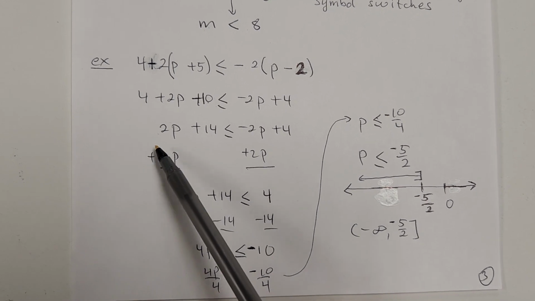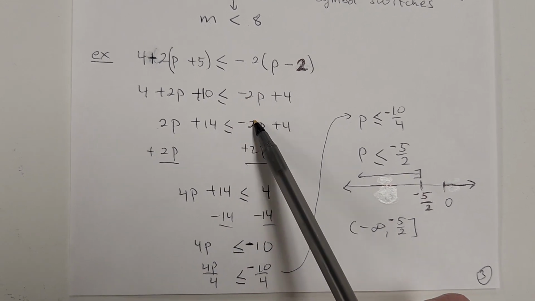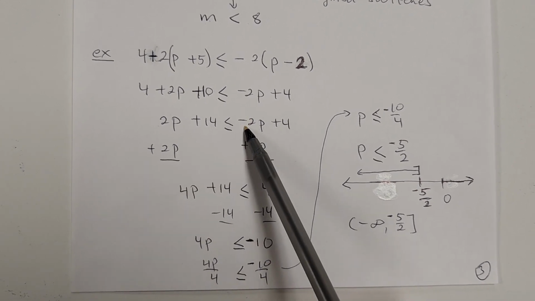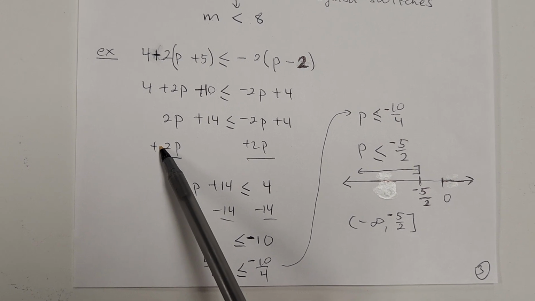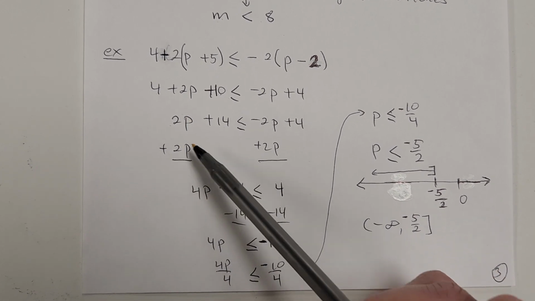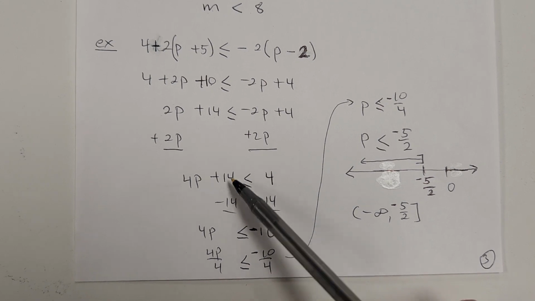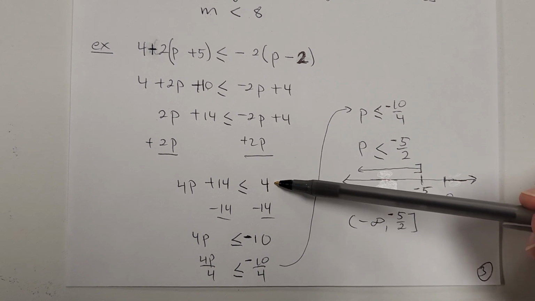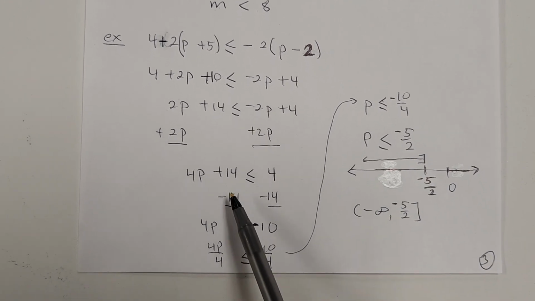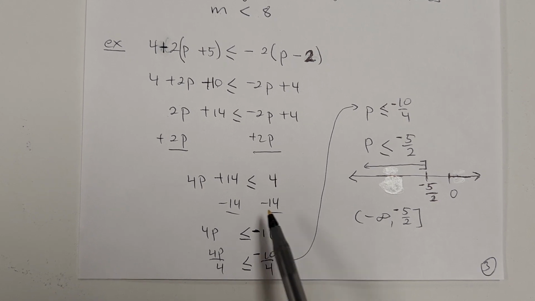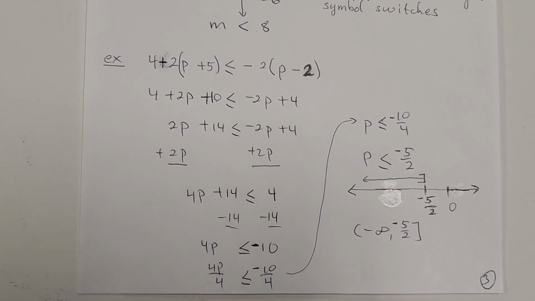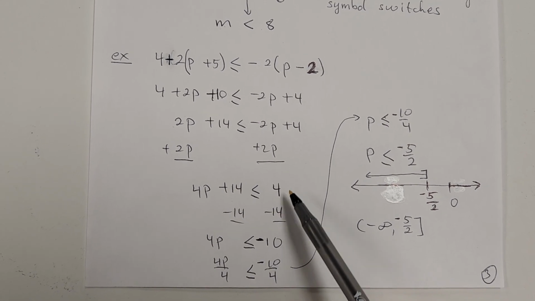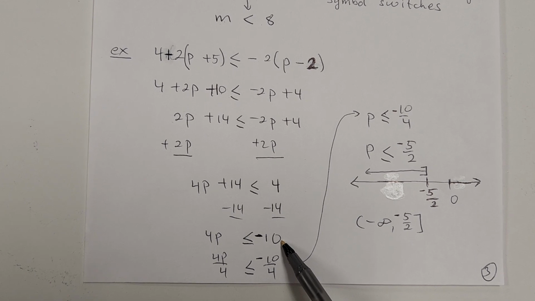I want to bring all the letters to the left hand side, so this is minus 2p, so bring it over, it becomes positive 2p. Again, this is negative 2p, bring it over to the left, that becomes positive, so 2 plus 2 gives me 4p. Bring down the 14. These 2p go away because they cancel. Bring down this 4. Next I want to subtract the 14 over to the right hand side, so bring down the 4p. This 14 goes away. 4 minus 14 gives me negative 10.